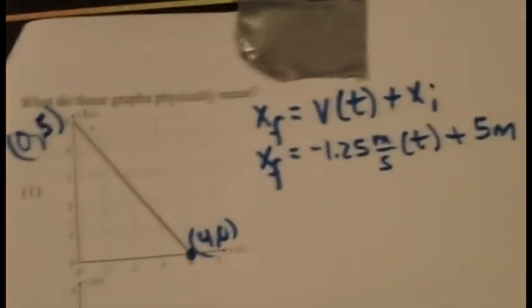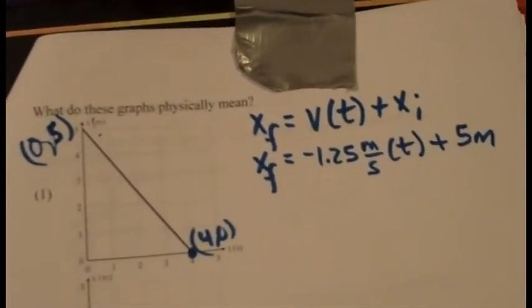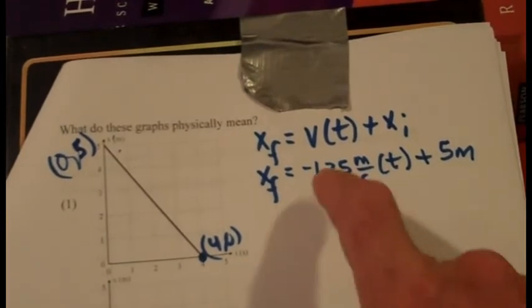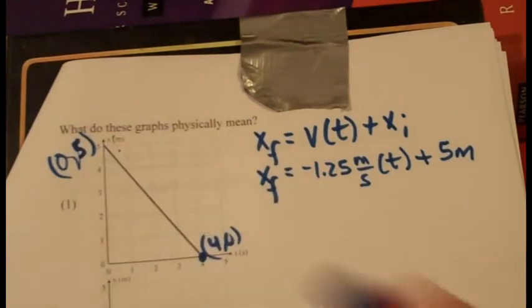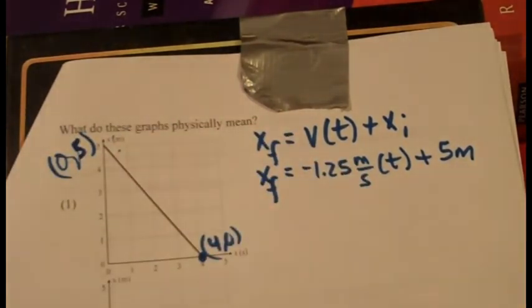Does that make sense? Let me scroll over here so you can see. We get a negative slope. You know that's a negative slope, right? It's a negative diagonal. Well, what does that mean for the object? The object is traveling back towards the starting point, or back towards the origin. Negative slope, all right?